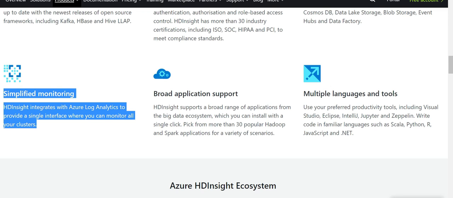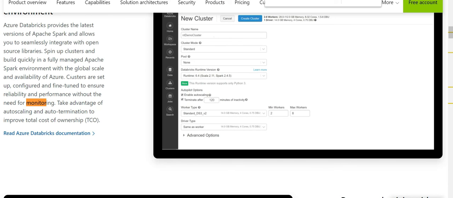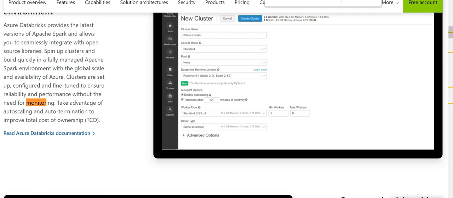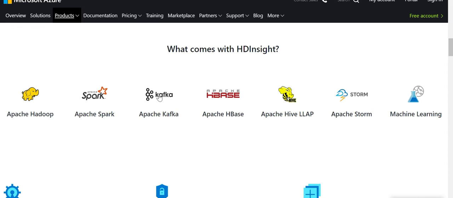And Databricks says there is no need for monitoring, because clusters are set, configured, and fine-tuned to ensure reliability and performance. There is no need for monitoring. When you do Spark Analytics, you can use Spark, and you can use Kafka for real-time integration of monitoring data, and Apache Storm as well.